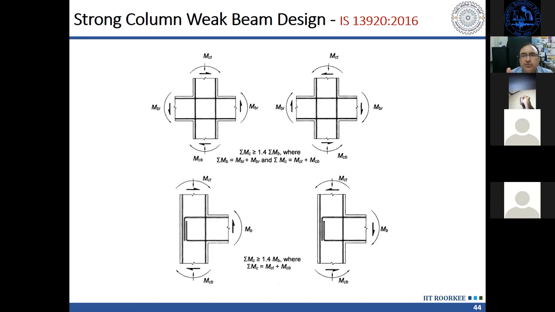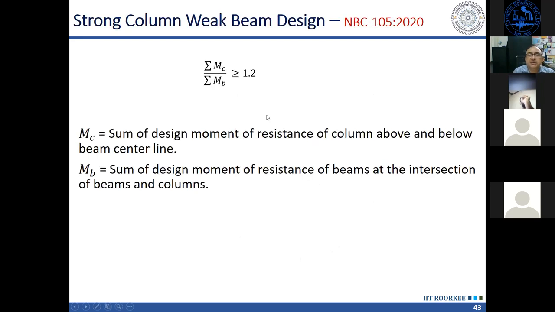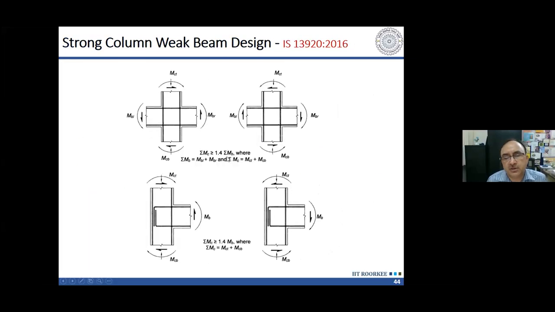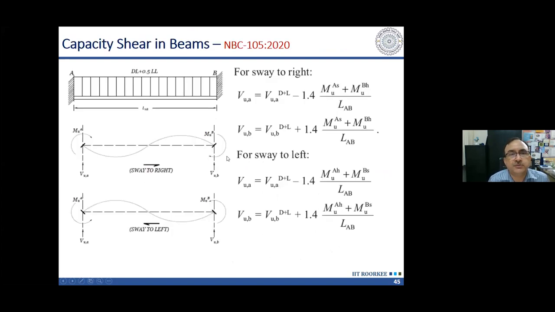But those hinges do not form before formation of hinges in the beams. The hinges in columns form later, after the beams have yielded. Okay, and it has been seen that if we take this factor as 1.4, the performance is better than what we are getting in case of 1.2. NBC, to avoid practical difficulties, have chosen from ACI this factor as 1.2, but Indian code has this factor of 1.4. So this is one major difference between the two codes.